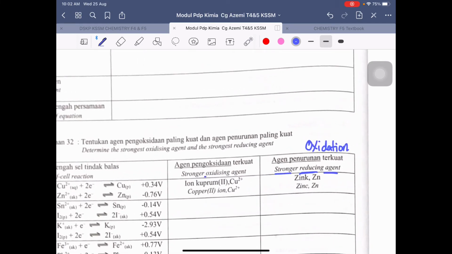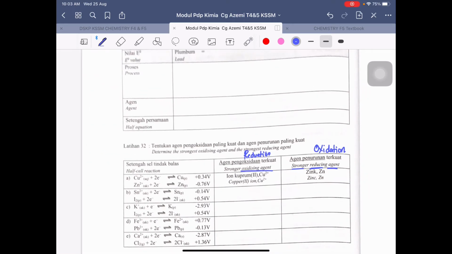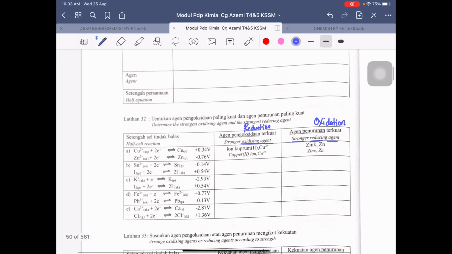Okay. Now, oxidizing agent. It is the oxidizing agent, but what does it undergo? Okay, it undergoes reduction. Reduction. Just reverse it. Reduction process, that is the oxidizing agent. Oxidation process, that is the reducing agent, like that.